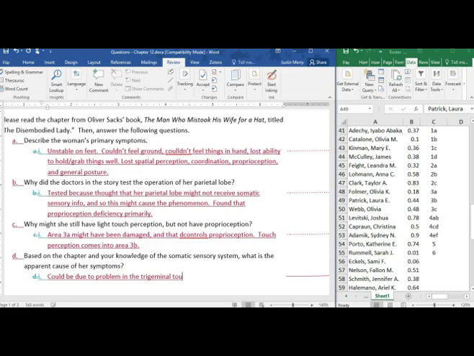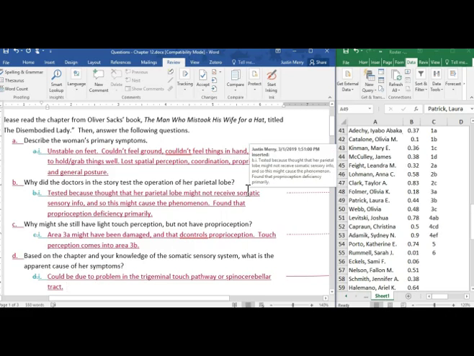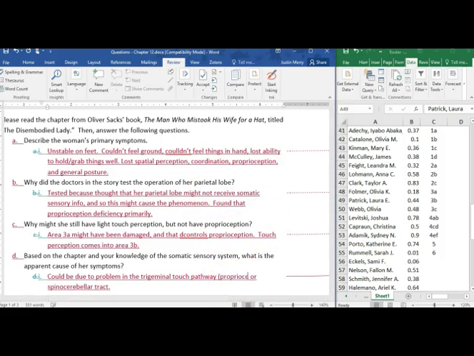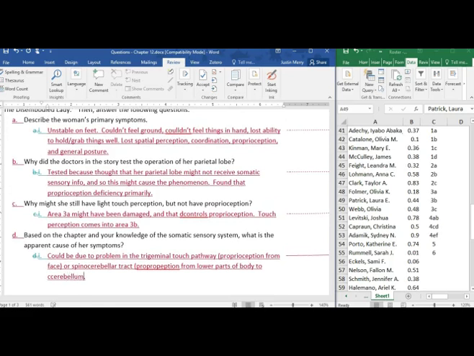Trigeminal touch. What was it? Spinocerebellar? Can you justify those? Why do you think one versus the other? Especially cerebellum, I think. The thing about the spinocerebellar tract is that it's talking directly to the cerebellum, and of course coordination is where the cerebellum comes in.